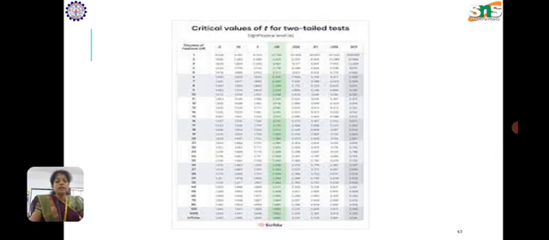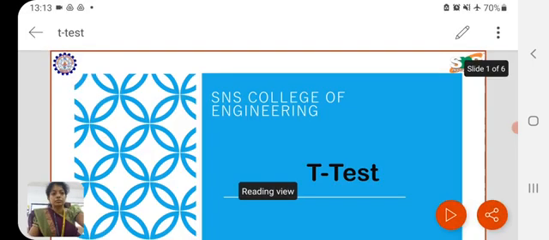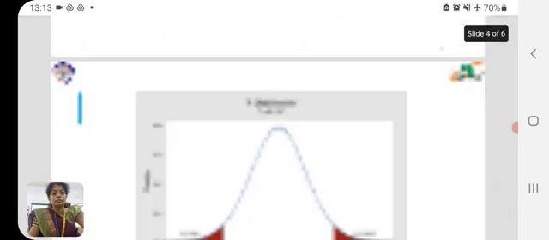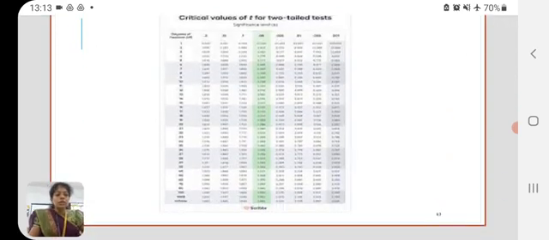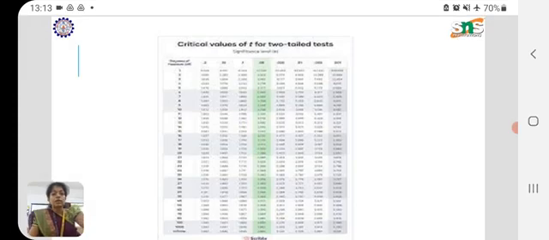This is called the t-test. This t-test is usually used in the real world through packages. We have statistical packages in Python, and in that we can use this as one test package. Thank you.